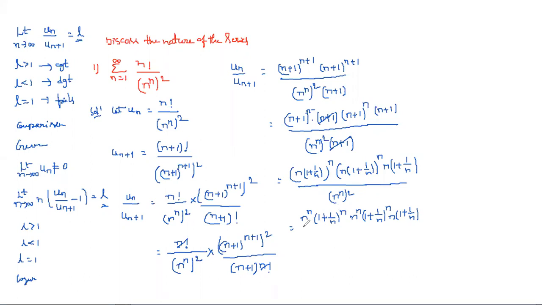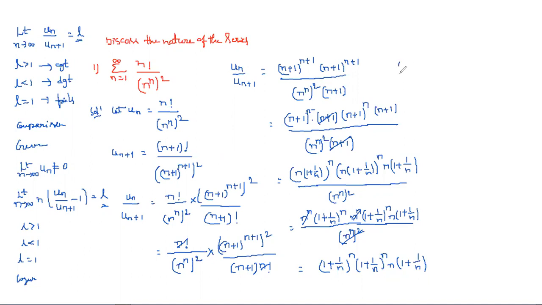Whole thing by n power n whole square. So here it is simply n power n into n power n, power n whole square. This all will cancel. And simply what we can write, this is nothing but 1 plus 1 by n whole power n, and next 1 plus 1 by n whole power n, and next n into 1 plus 1 by n. And now you can apply the limit.